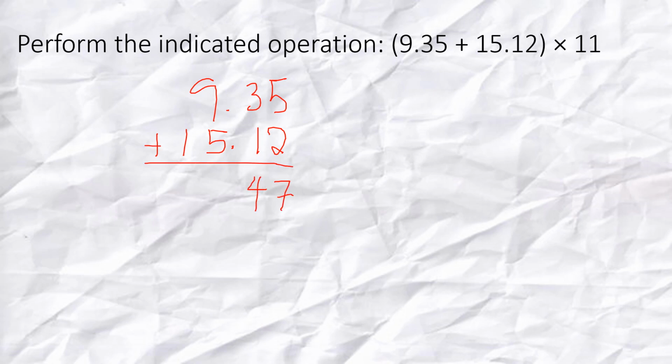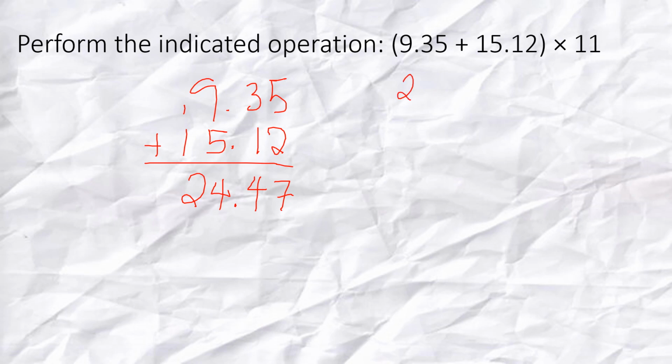Next, perform the indicated operation, parenthesis 9.35 plus 15.12, multiplied by 11. So we follow the rule of GMDAS. We start first with the equation that is inside your parenthesis. Remember that in addition, we need to make sure that the decimal point and the digits are aligned according to their place value. So it will be like this. 5 plus 2 is 7, 3 plus 1 is 4, and then 9 plus 5 is 14, regroup 1, 1 plus 1 is 2, and then copy your decimal point aligned to the decimal point in your addends.